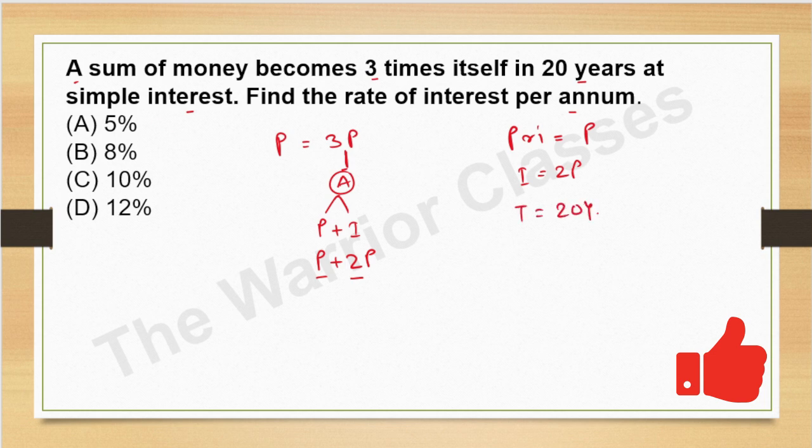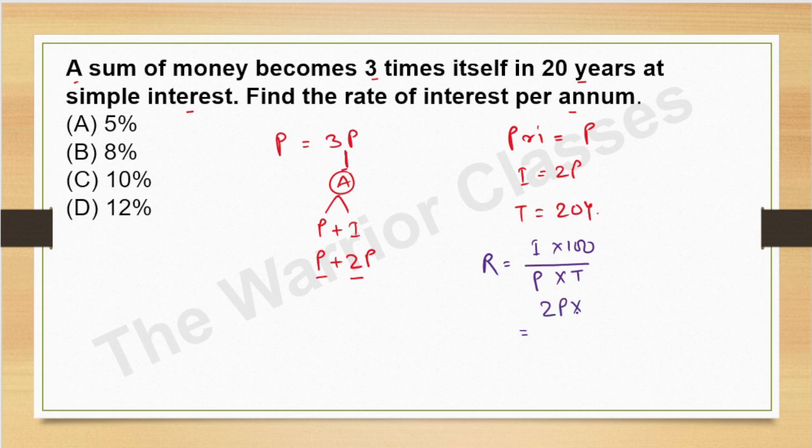Now the formula of rate of interest is interest multiplied by 100 divided by principal multiplied by time. Interest we have calculated, it is 2P multiplied by 100, divided by principal P multiplied by time 20 years. Now we'll cancel P and P. 5 times 20 is 100, so 5 multiplied by 2 is 10. So 10% rate of interest. So 10%, option number C is correct.